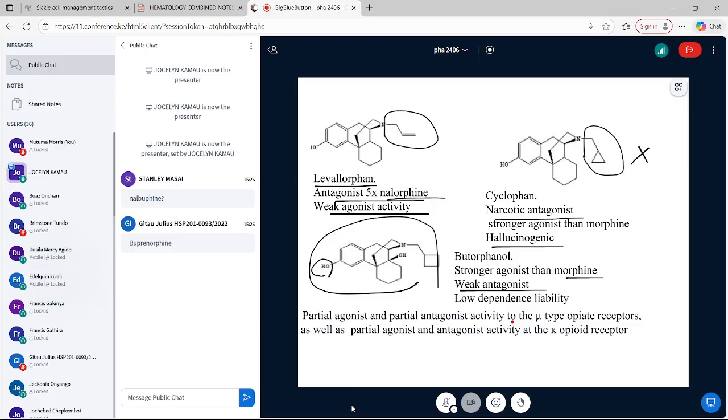It has low dependence liability. When it becomes partial, when it gets agonist activity, then the dependence becomes a little bit less. Partial agonist and partial antagonist activity at the mu type opiate receptors, as well as partial agonist and antagonist activity at the kappa receptor. So butorphanol is a little bit different, with partial agonist and partial antagonist activity at both the mu and also the kappa opioid receptor. So that's butorphanol, but with very close resemblance to what we mentioned for nalbuphine.